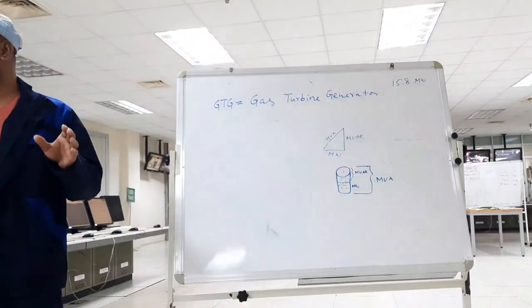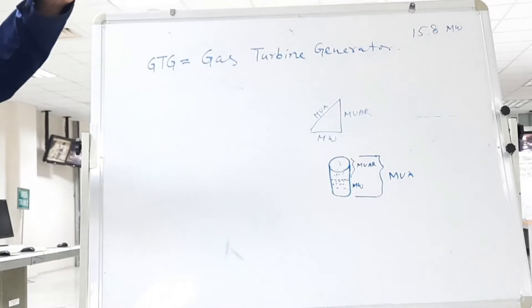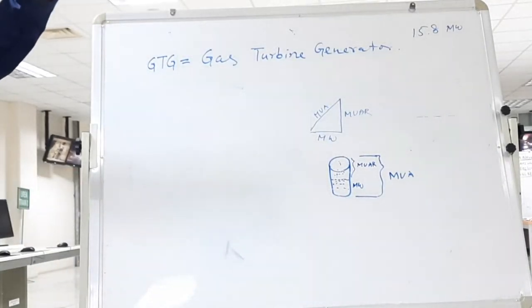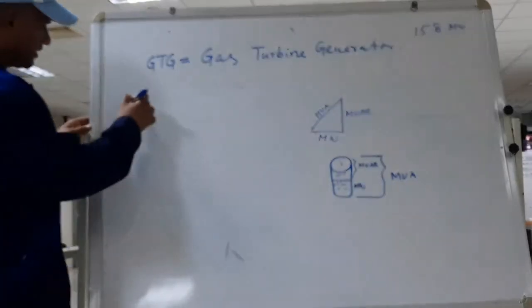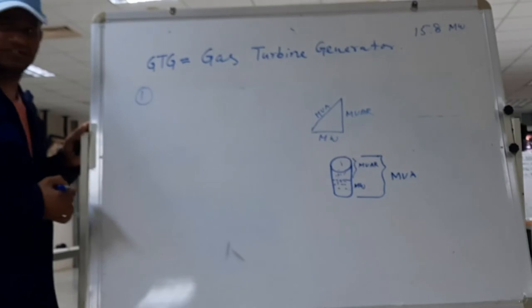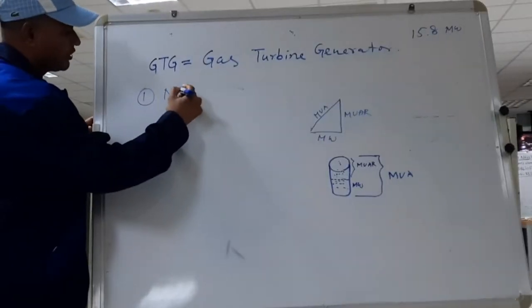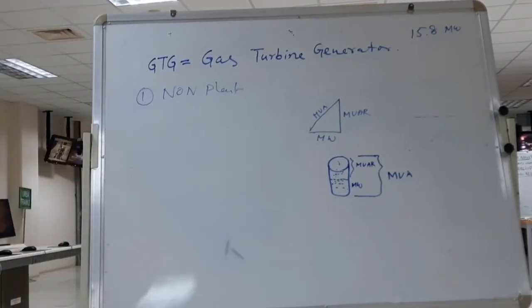On the non-plant side we are using around 0.8 megawatt of power. Non-plant means lighting and administration. It is not required for the plant and is not important. For that reason, first priority, if any GTG trips, for managing the load, the non-plant load will be cut first. Non-plant load is around 0.8 megawatt.